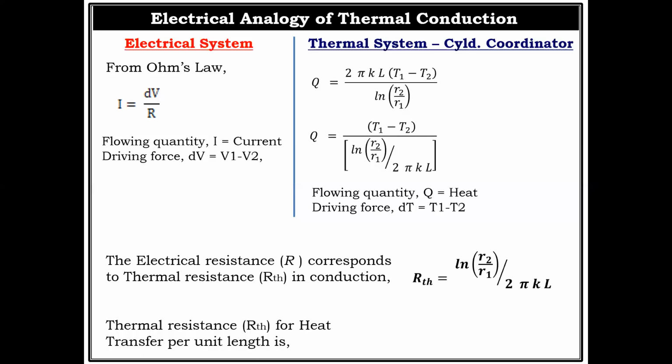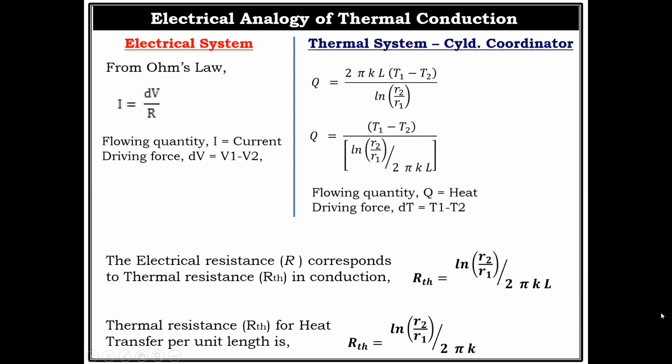Many times it is asked to find out the heat transfer rate per unit length. In that case, the thermal resistance will be ln of R2 upon R1 divided by 2 pi k. So always remember, if it is simply the heat transfer rate, we have to consider length in the thermal resistance. If it is the heat transfer rate per unit length, then that length term will be missing in the calculation of the thermal resistance formula.